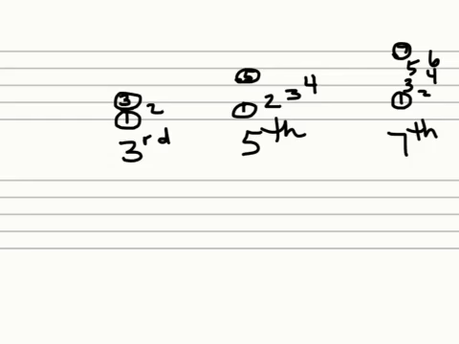Intervals can be written as harmonic or melodic intervals. The only difference between a harmonic interval and a melodic interval is when it is played. So these intervals that I just wrote are all called harmonic intervals because they are played at the same time. So the bottom note and the top note would be played at the exact same time. And they look like this. They're stacked on top of each other.